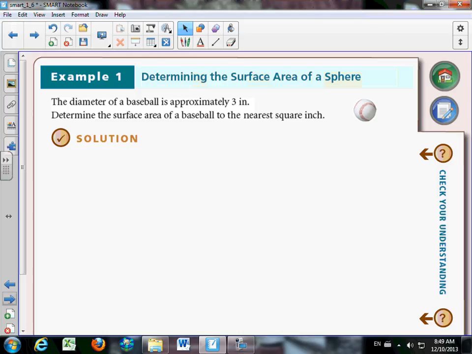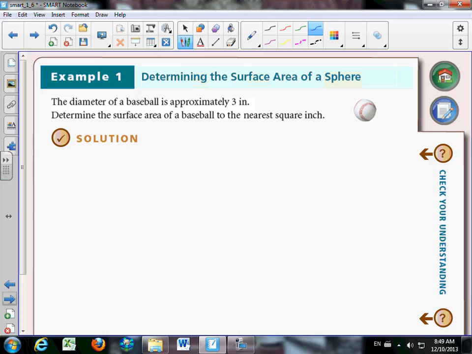So anytime you get a word problem that involves something like, in this example, a baseball or a basketball, a tennis ball, you know that they're talking about a sphere. The diameter of a baseball is approximately 3 inches. Determine the surface area of the baseball to the nearest square inch.